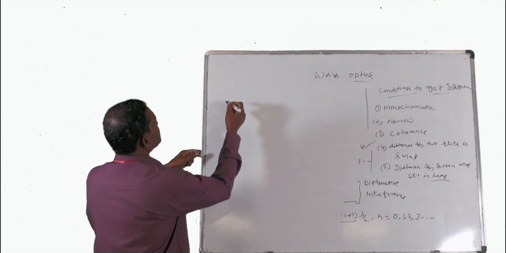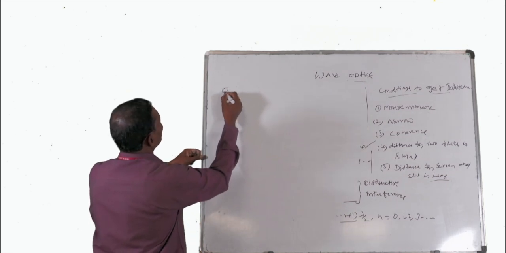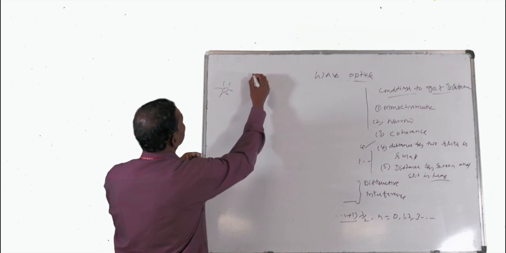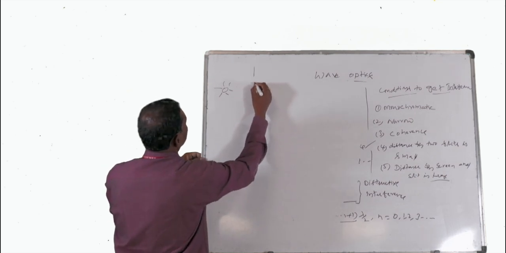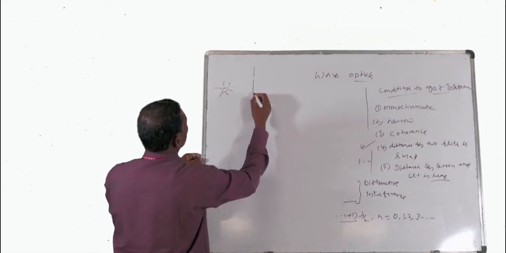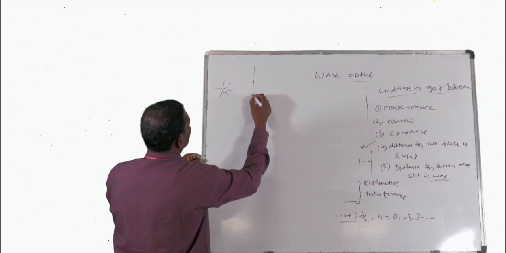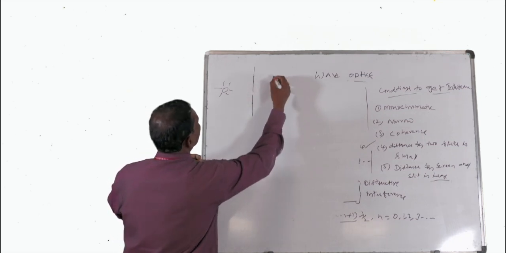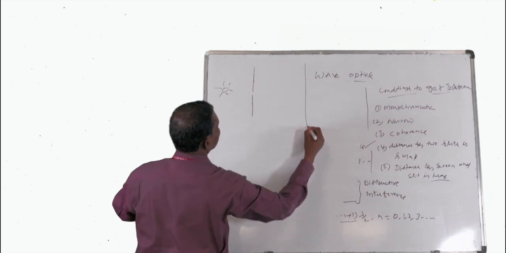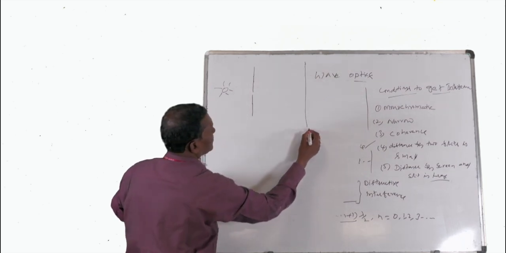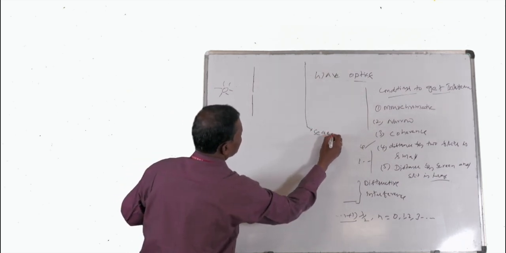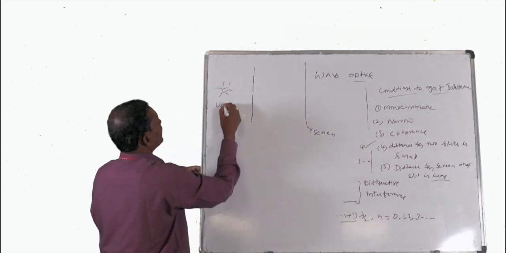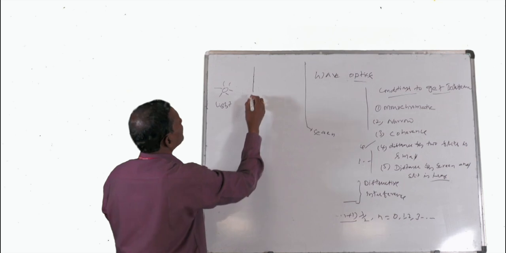And this is the light source. This is the light source and this is the slit and this is the screen. This is the screen and this is the slit and this is the light. You can see light. This is the slit.